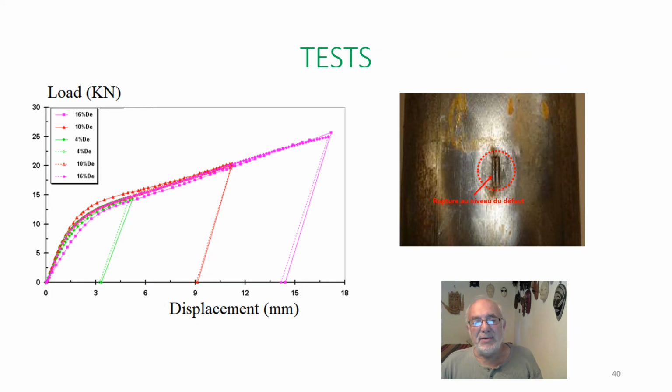In this slide, we present the result of the test for the 3 dent depths, 16% of the external diameter, 10% and 4%, and we compare the load displacement curve for test and for finite element simulations. One can note that for all the tests, failure occurs at the gouge tip.